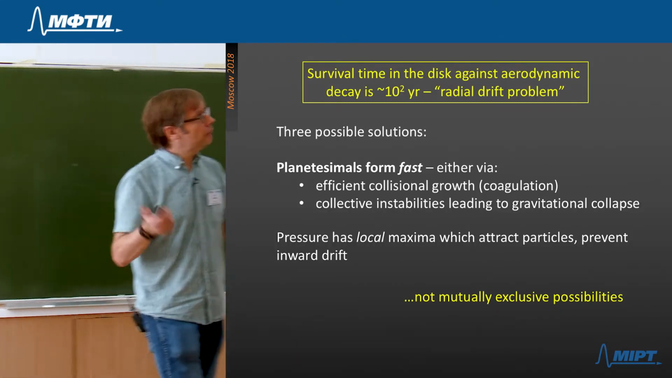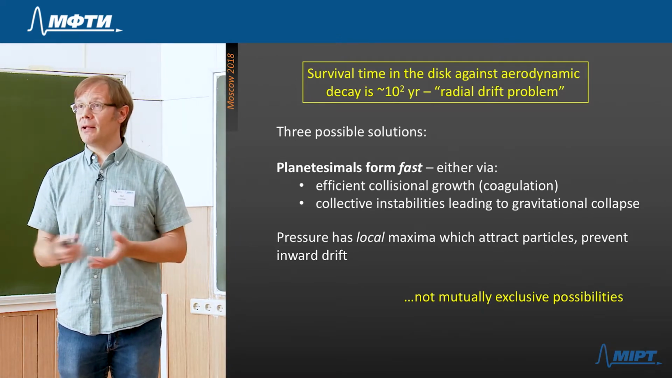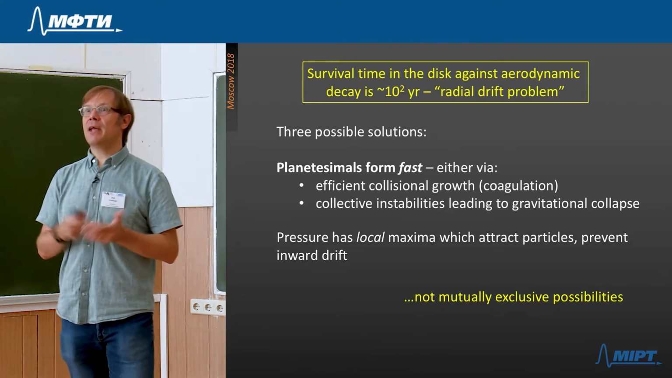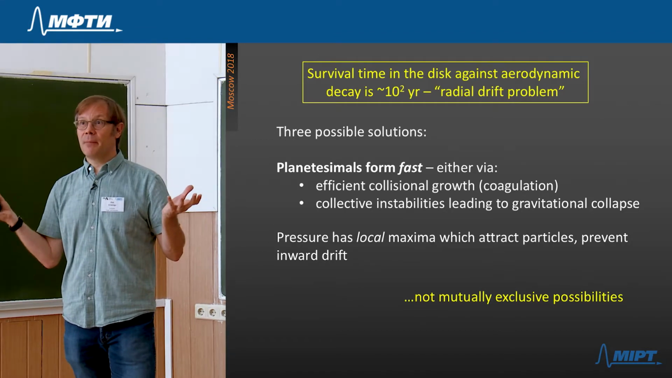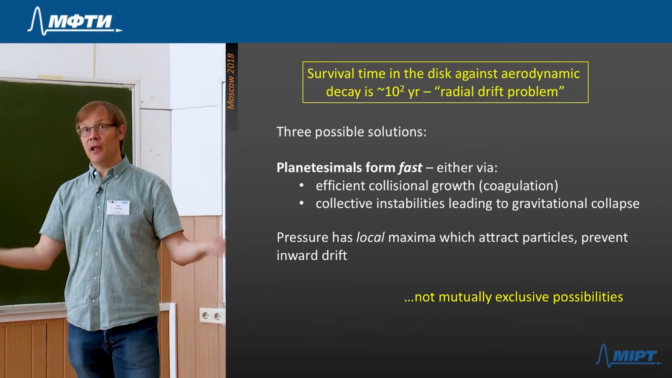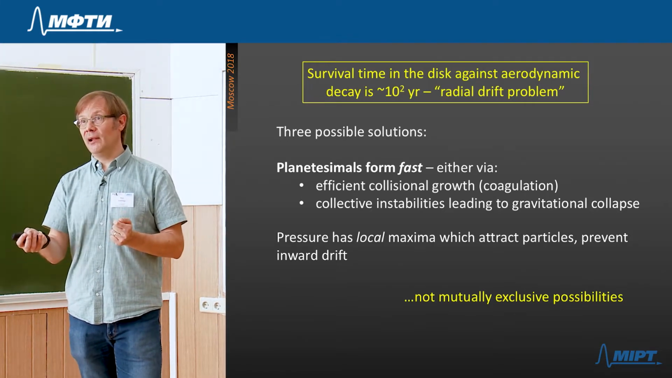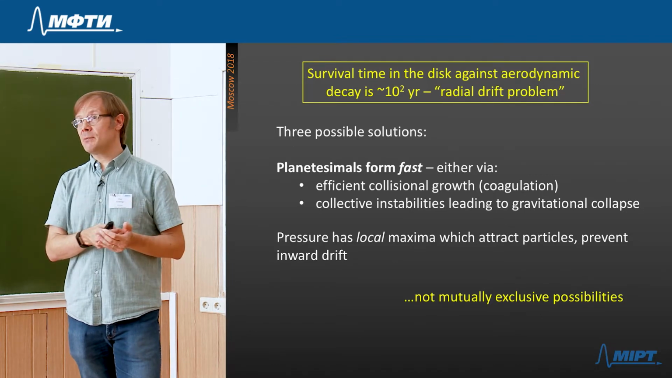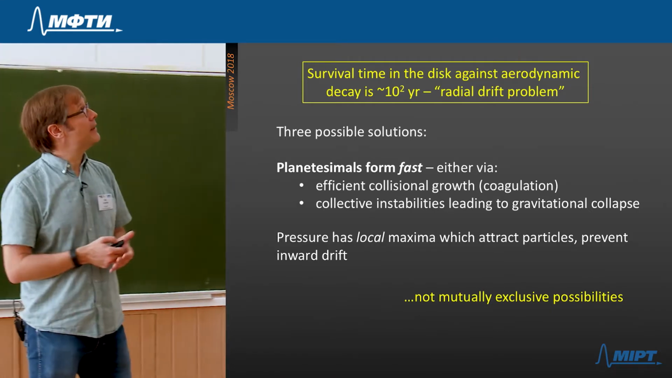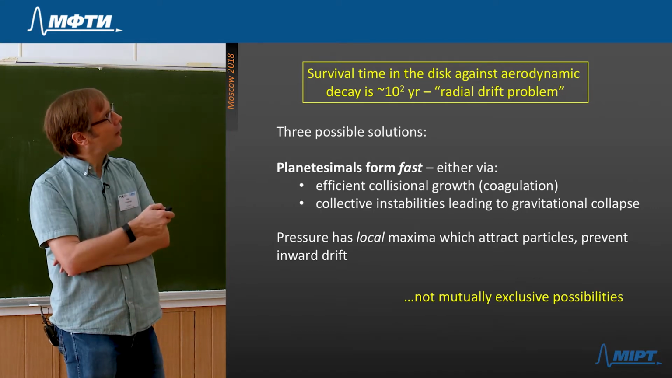So what's going on here? Obviously, we must be able to make larger objects than things that are just meters, because we're sitting here. So somehow material must be able to grow from small sizes, where the radial drift problem is not too severe, to large sizes, where it's also not too severe, passing through the dangerous region in the middle without all the stuff just spiraling into the star and getting lost. So logically, there are various solutions to this problem.